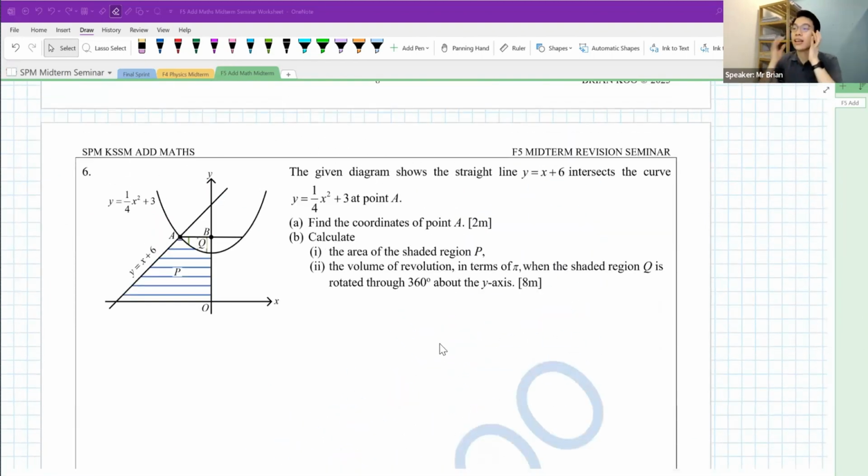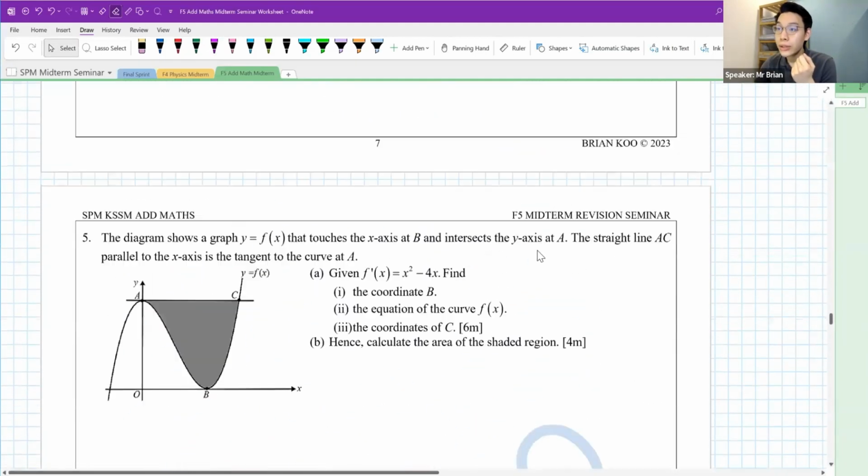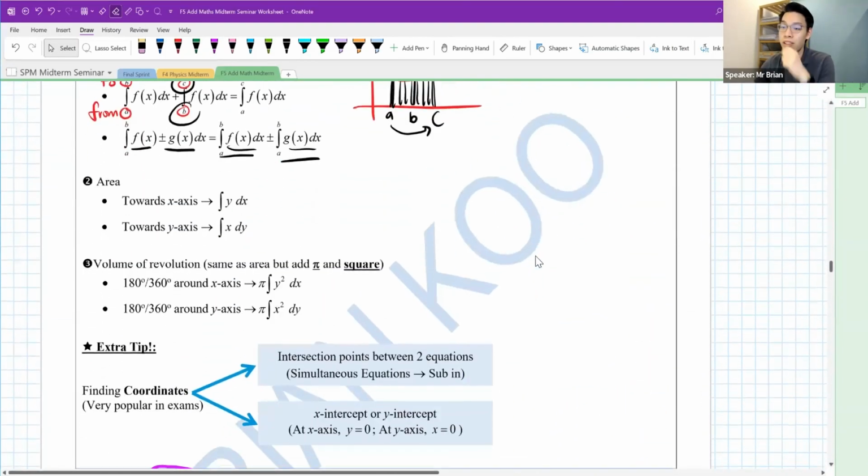Okay, let's see. The given diagram shows the straight line y equals x plus 6 intersecting the curve. So the straight line will intersect the curve at point A. Find the coordinates of A. Before we actually answer this question and find the coordinates, let's talk about coordinates, area and volume. I want you guys to take note of this.